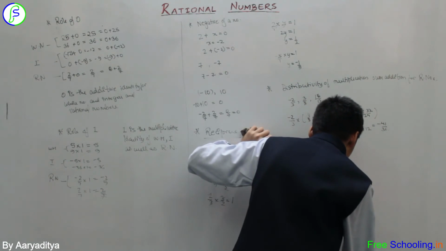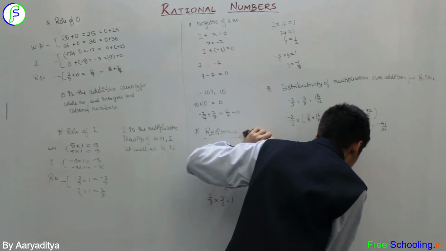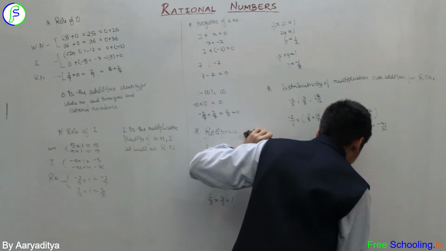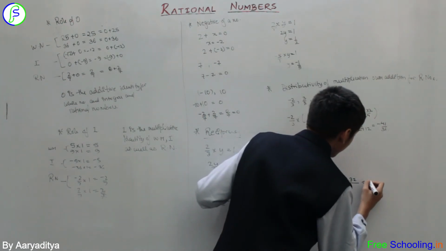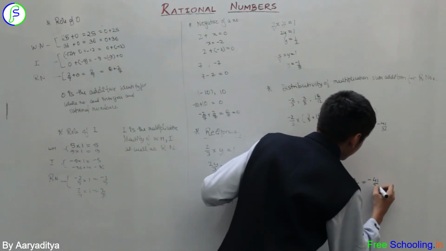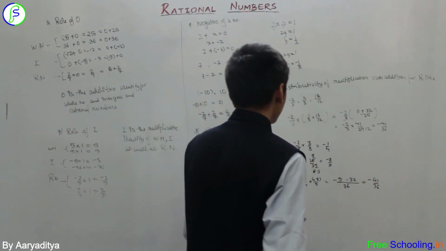Then this one becomes minus 32 divided by, oh, this is whole 36 only, so let me write it in between, 36. Okay, so minus 9 minus 32, we get minus 41 by 36. And as you can see that it is similar to what we got earlier.